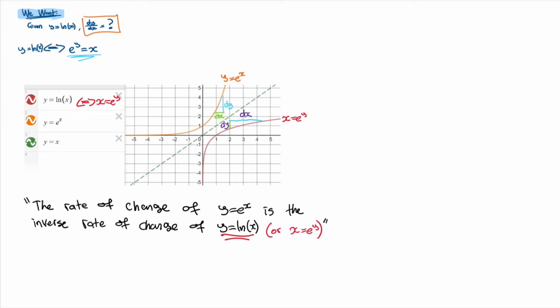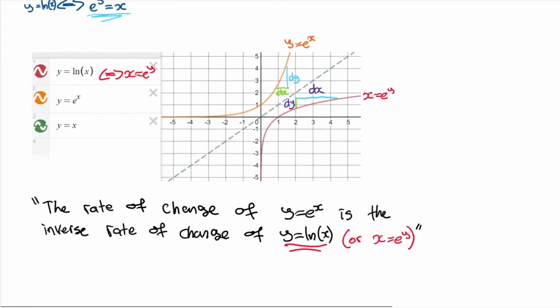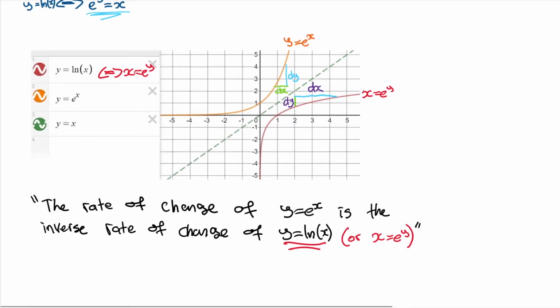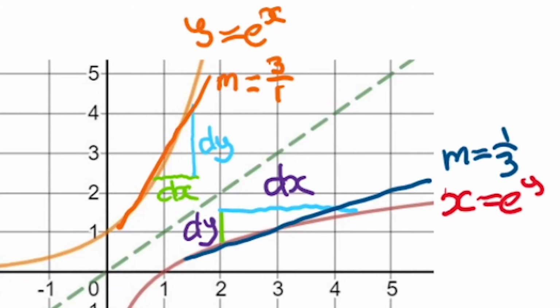So it tells us that the rate of change of our exponential function is the inverse rate of change of the log function. I think it'll help if we just see some numbers here. Let's just pretend that if we were to draw this slope here, and I'll do this in orange, and I were to say m, the small change in y and x had a ratio of 3 to 1, then this is going to tell me that on my inverse rate of change I would have 1 over 3.